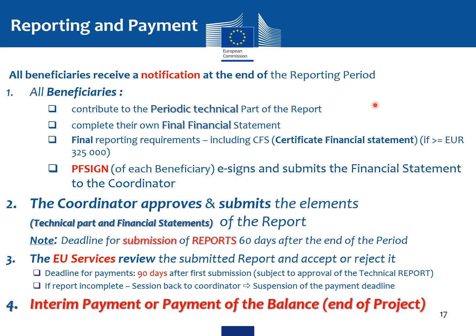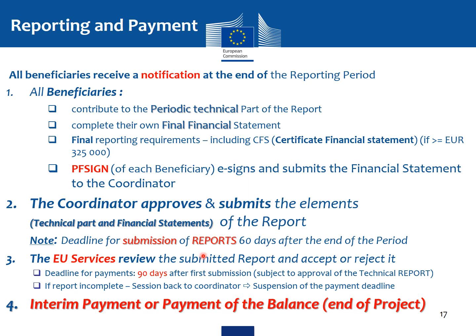All beneficiaries contribute to the periodic technical part of the report, complete their own financial statement, and complete final reporting requirements, including a CFS if it's greater than 325K. The PFSIGN, the project financial signatory of each beneficiary, e-signs and submits the financial statement to the coordinator. The coordinator approves and submits the elements. That means the technical part and the financial statements of the report. Note the deadline for submission of reports is 60 days after the end of the period.